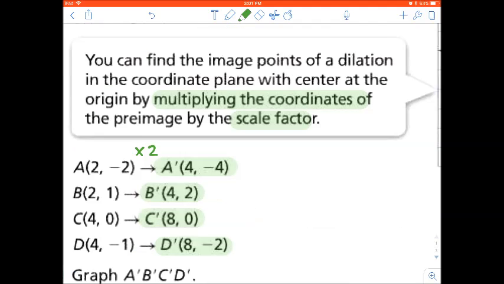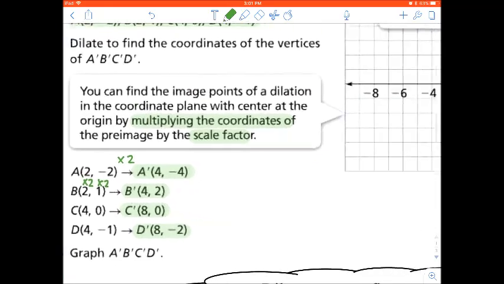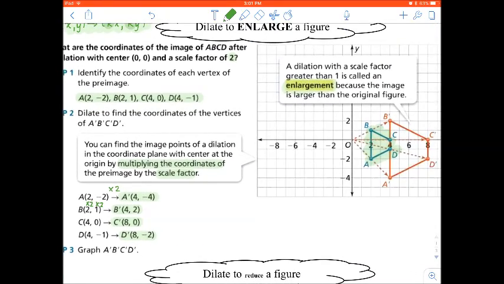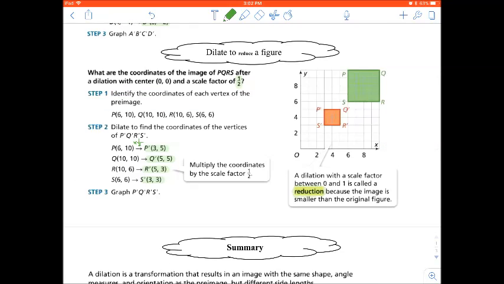B prime, similarly, is going to be 4, 2. If you multiply both the 2 and the 1 in the ordered pair for the preimage by 2, you get 4, 2. C prime, similarly, is 8, 0. And D prime is 8, negative 2. And if you look at the graph, we do have that 4, negative 4 matches with A prime, 4, 2 with B prime. D prime is at 8, 0, or 8, negative 2, I'm sorry, and C prime is at 8, 0.